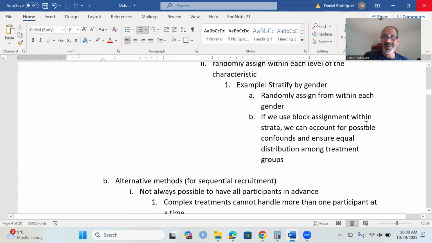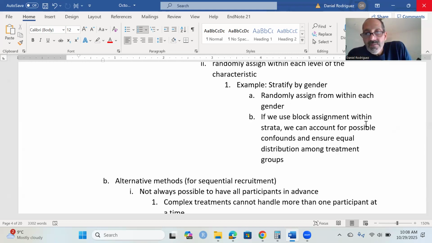If we use block assignment within the strata, we can account for, well, for possible confounds, not all possible confounds. If we're doing a block assignment by gender, then we're only controlling for gender. If we do more than that, then it gets a little more interesting, because the more stratification we use, the more strata we have, the fewer participants we have for each of the categories. It can become a little too complicated. We may run out of participants.